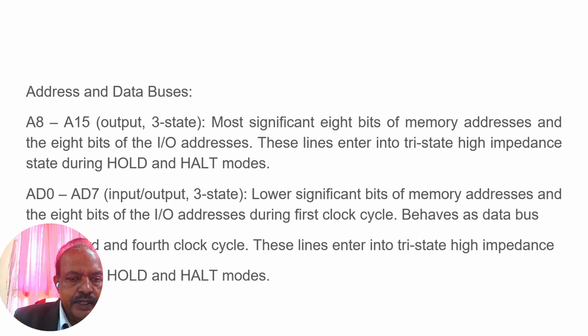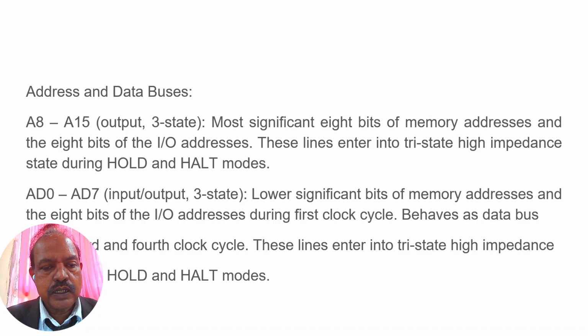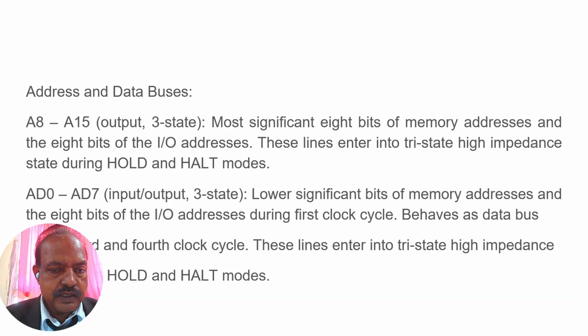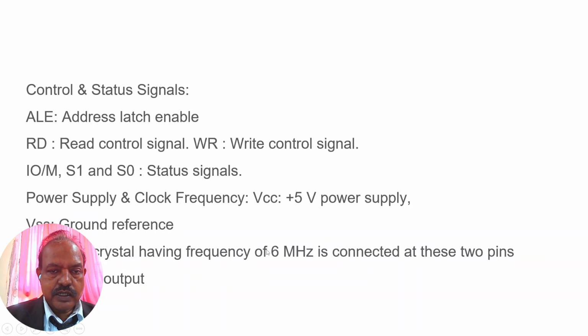Then, as I told you, A8 to A15 is the output and this is three-state. It carries the most significant 8 bits of the memory address and the 8 bits of the IO address. And these lines enter into the tri-state high impedance state during the hold and halt modes. Right. Similarly, AD0 to AD7 can be used as the address bus and data bus. So this is the lower significant byte of the memory address. The higher one is A8 to A15, and the lower one is A0 to A7 or AD0 to AD7. So during the third and fourth clock cycle, these lines enter into the tri-state high impedance state.